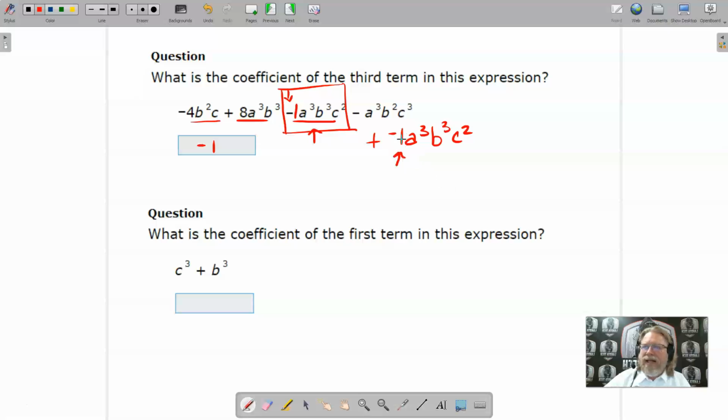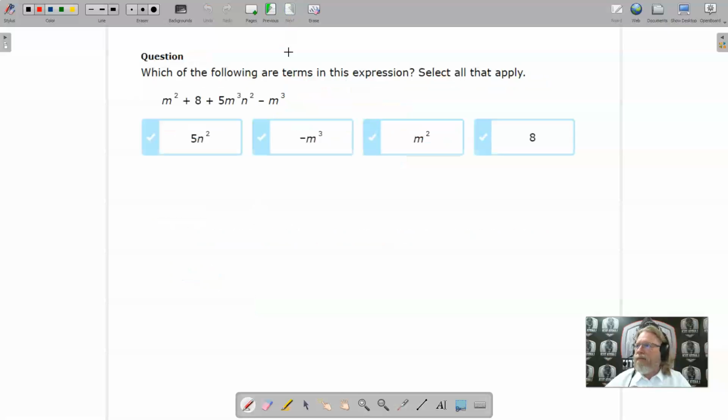So right there's the number value out in front of the variables. It is our leading coefficient. I always like to put them before the variables, and that's why we call those leading coefficients, because they come before it. Notice like the negative 4 comes before the b squared c right here. So what is the coefficient of the first term in this expression? So here's our first term. You might say, there's no number there. How do I answer this? Well, remember, we can always put that 1 there. So it is a positive 1.